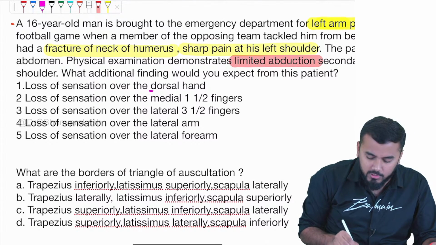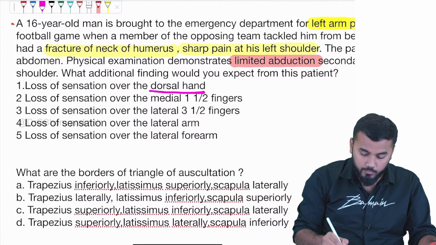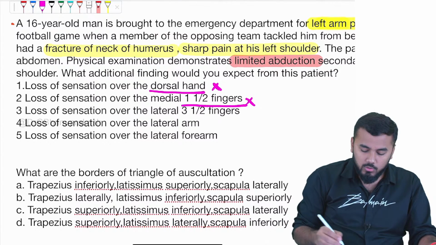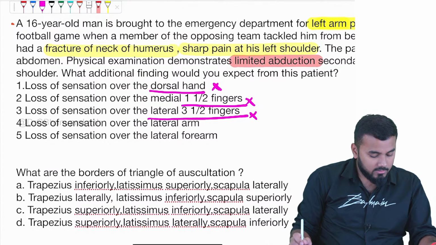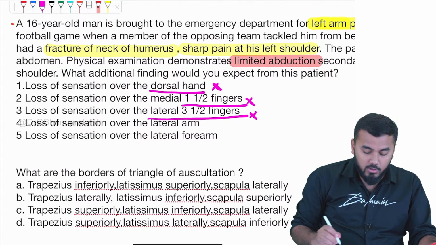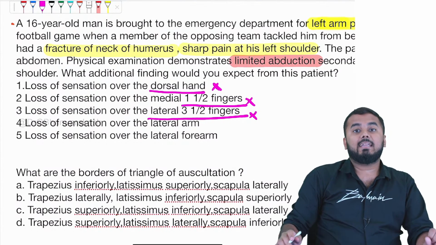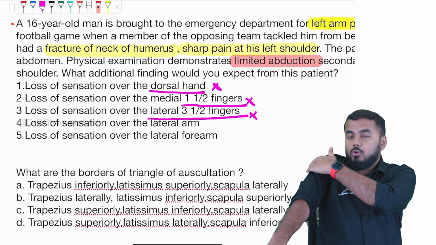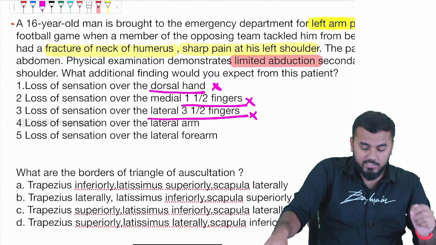Loss of sensation over the dorsal hand? No. Loss of sensation over the medial one half of the fingers? No. Lateral 3 1/2 of the fingers? No. Loss of sensation over the lateral arm. This is arm, this is forearm. I told you the lateral side of the arm, loss of sensation.